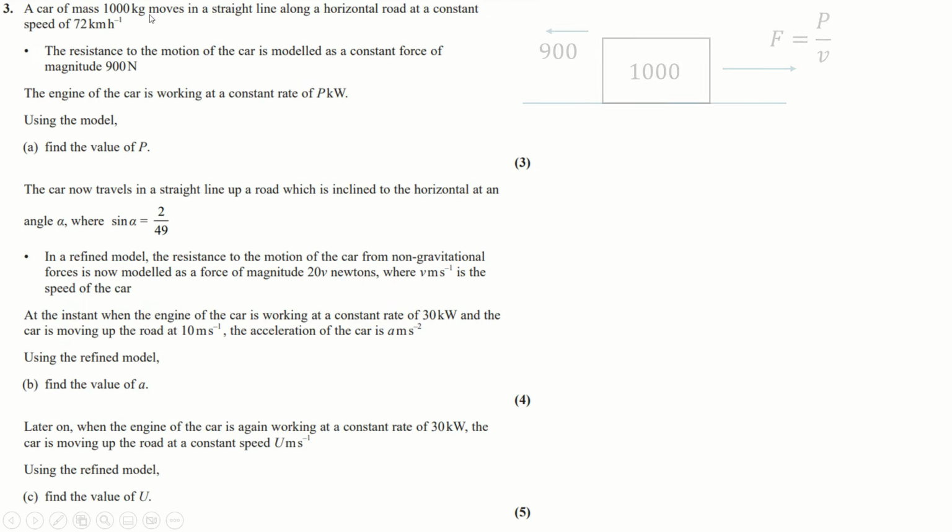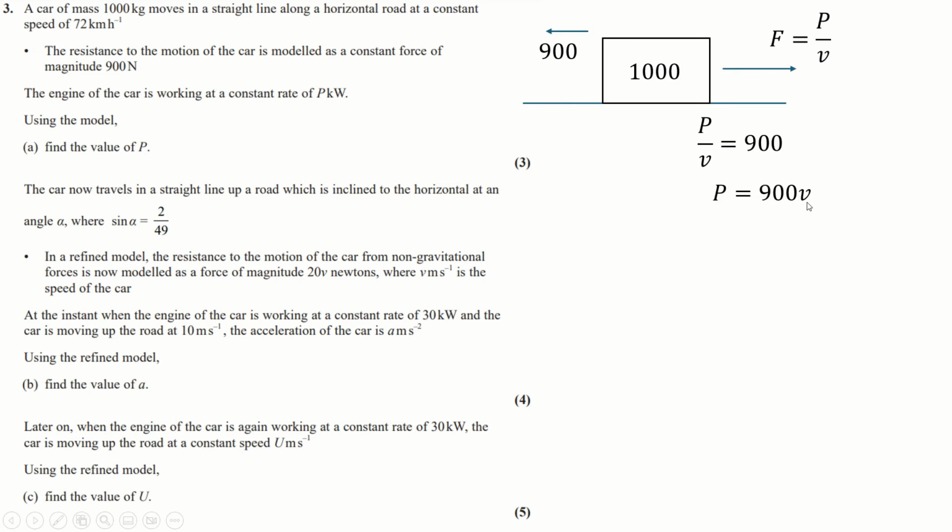Question number 3. So we have a thing that's a weight of that, or mass, I should say, of 1,000. Resistance 900. Force is power over velocity over here. Now the thing is that velocity should be in meters per second for our units to make sense. So we need to convert this to meters per second at some point, and I think I'll do that pretty soon. I also said because it's constant speed, that means the acceleration is 0, which means this is equal to that. But again, I can't really do this until I have v in meters per second.